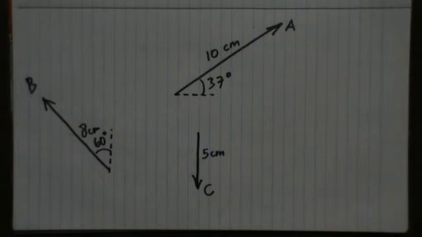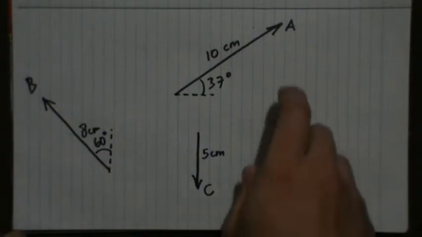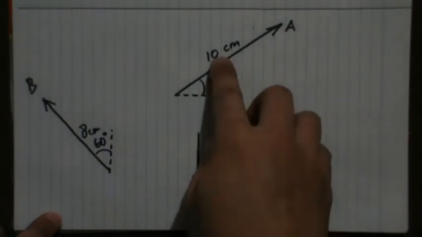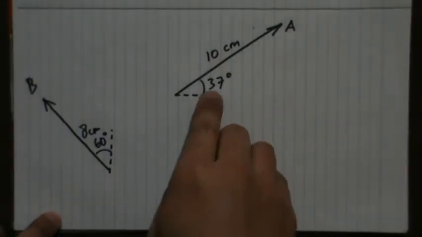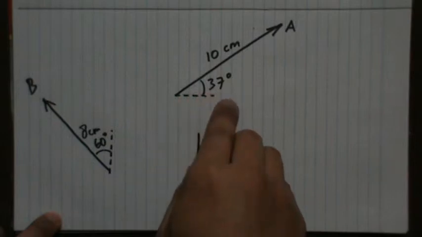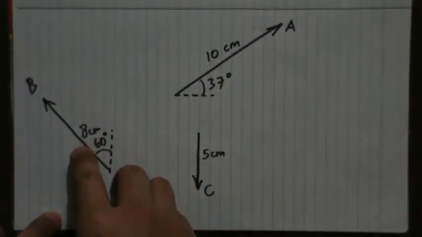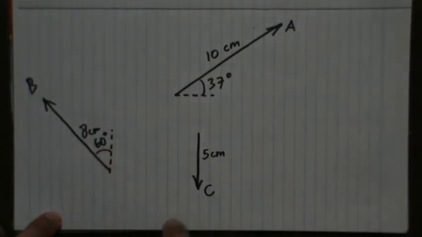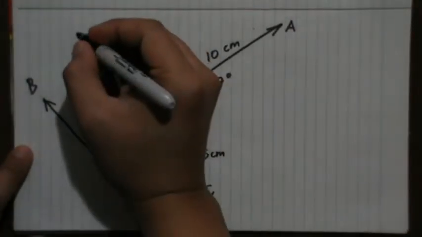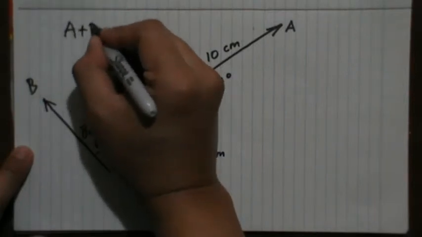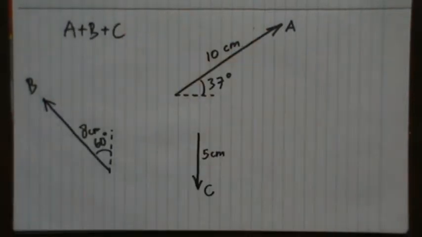Let us now take a look at this problem. So we have three vectors A, B, and C. And A has magnitude of 10 centimeter, and the angle here is 37 degree from x direction. And B has magnitude of 8 centimeter, and the angle here is 60 degree, and then C is pointing downward. So we are going to find the value of A plus B plus C.